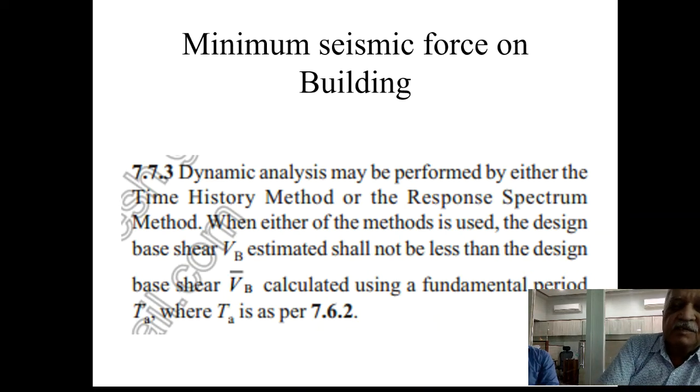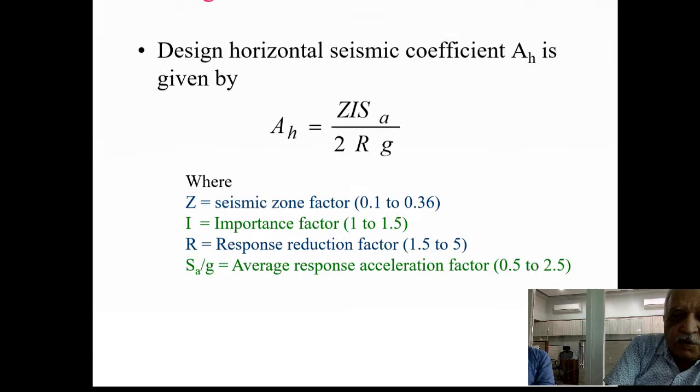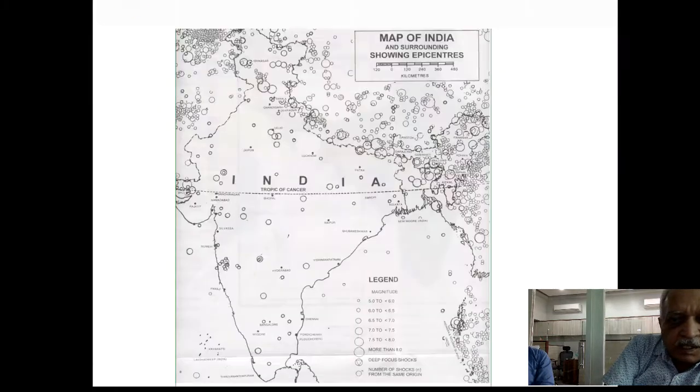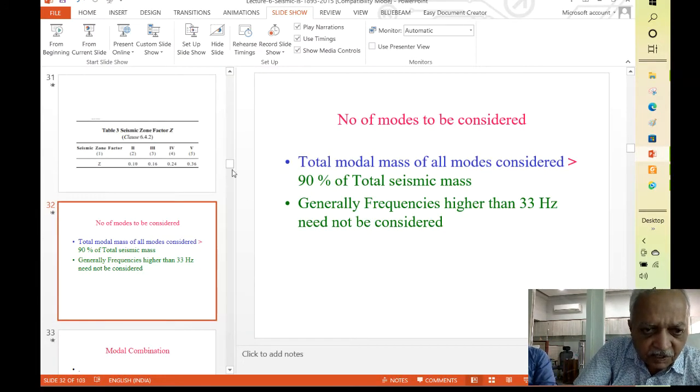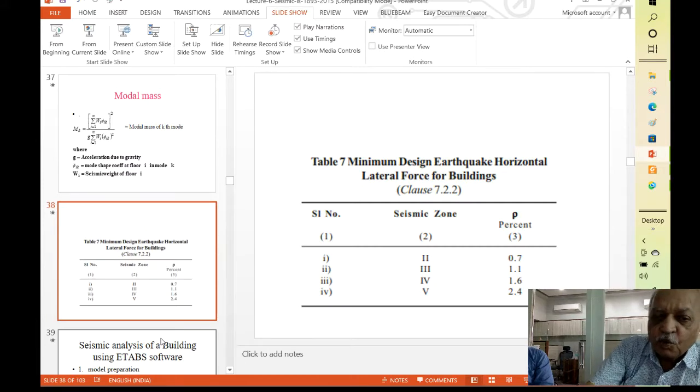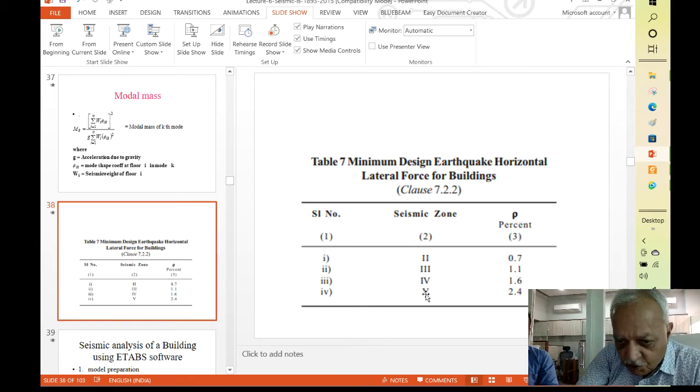Further, the code has indicated that if you are using only the static method, then once you calculate the seismic force, the minimum force that you must apply is specified, for ensuring that your building is not unnecessarily put to a risk while designing. So the code has indicated a minimum design earthquake horizontal force. You have some period of vibration for the structure, accordingly you work out SA by G and so on. But the code says that if the building is in any of these zones, then you must apply a minimum of this much percent of the lateral force.